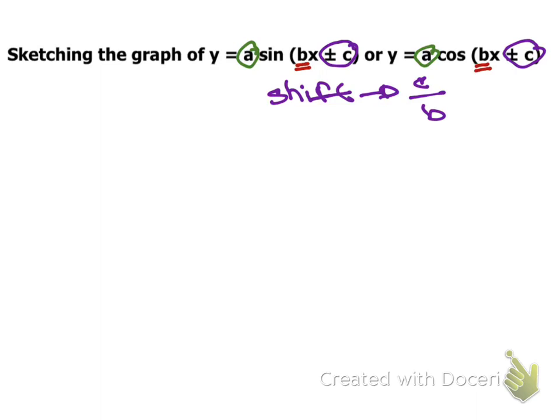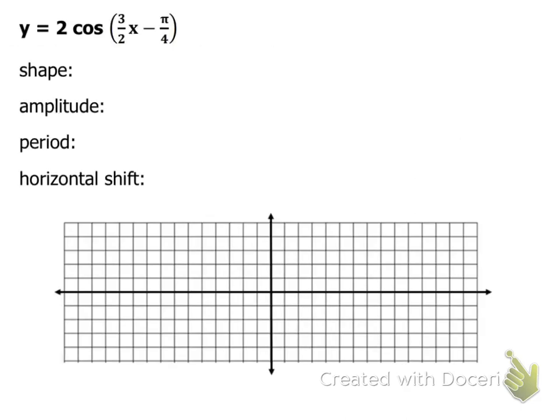Think about it as factoring out the B. If I had BX plus or minus C, I've got to factor this B out and pull it out front to know what that shift will be. Okay? Here. The shape is cosine, maximum to maximum. The amplitude is 2. There it is.